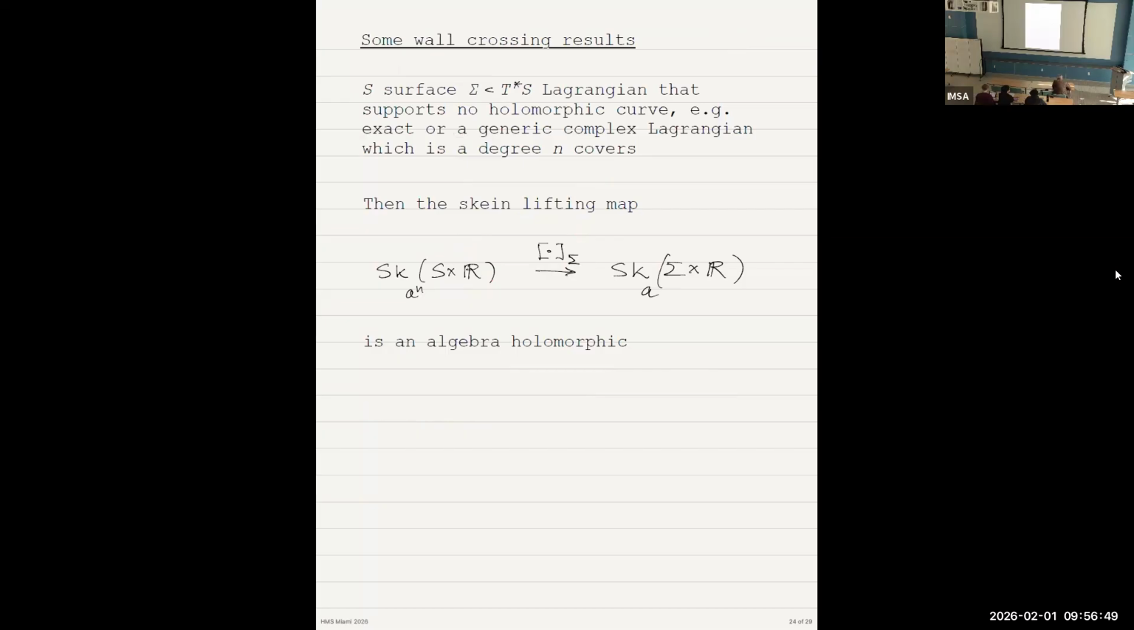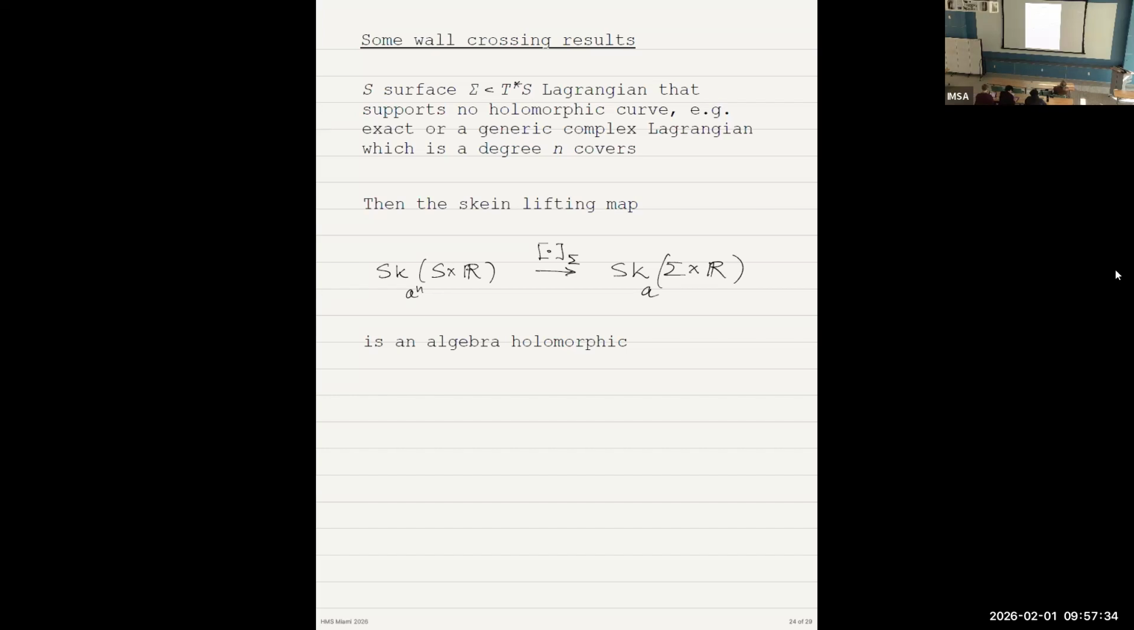Now let me tell you about some wall crossing results here. We can now do the following. We will take surfaces and put them in dimension 3. That's what people have done a lot before. I cannot go through all of why, but it's not so hard. We take a surface, and inside this surface we take a Lagrangian surface, and we assume that it does not support any holomorphic curve. So there's no holomorphic curve forming on that one.